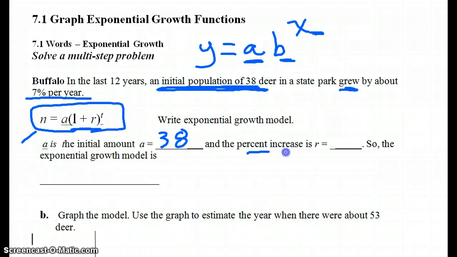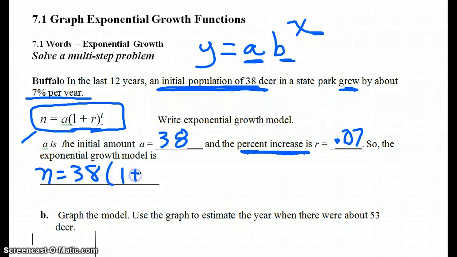The increase, the percent increase is 7%, and we always write that in decimal form, so you have to put that as 0.07. So what we call as the model is we substitute in what we know, so it would be 38 times 1 plus 0.07, raised to the x or t.